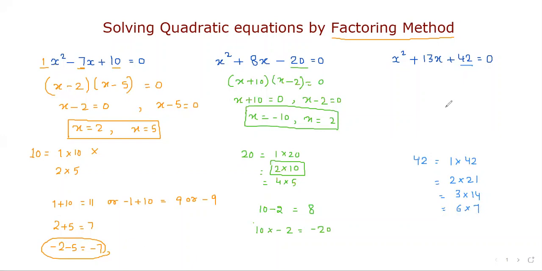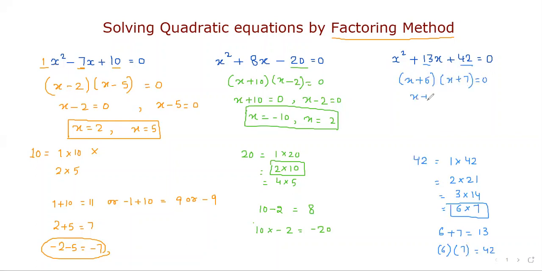So out of these, we want the coefficient of x, 13, through either subtraction or addition. And 6 plus 7 will add to make 13. So we can use 6 plus 7, which is equal to 13. And also, if we check the multiplication, yes, it is making 42. So the factors would be x plus 6 times x plus 7 equals 0.